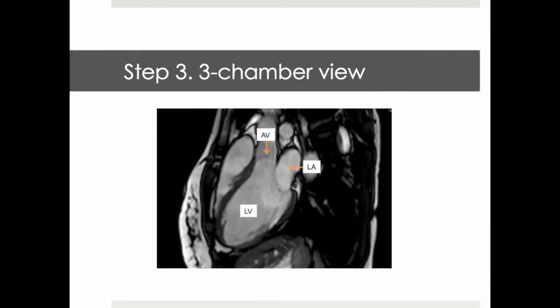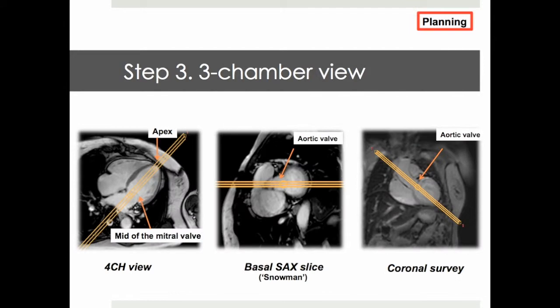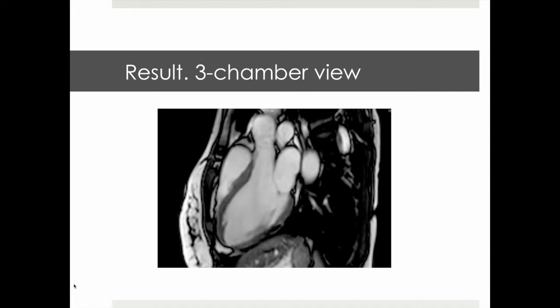Our last planning step is 3-chamber view, defined by visualization of left ventricle, left atrium, as well as aortic valve and ascending aorta, functioning as the 3rd chamber. For planning of 3-chamber view, we use 4-chamber view for definition of long axis connecting apex and mid of the mitral valve, as well as the Snowman view, this time trying to cut right in the middle of aortic valve.